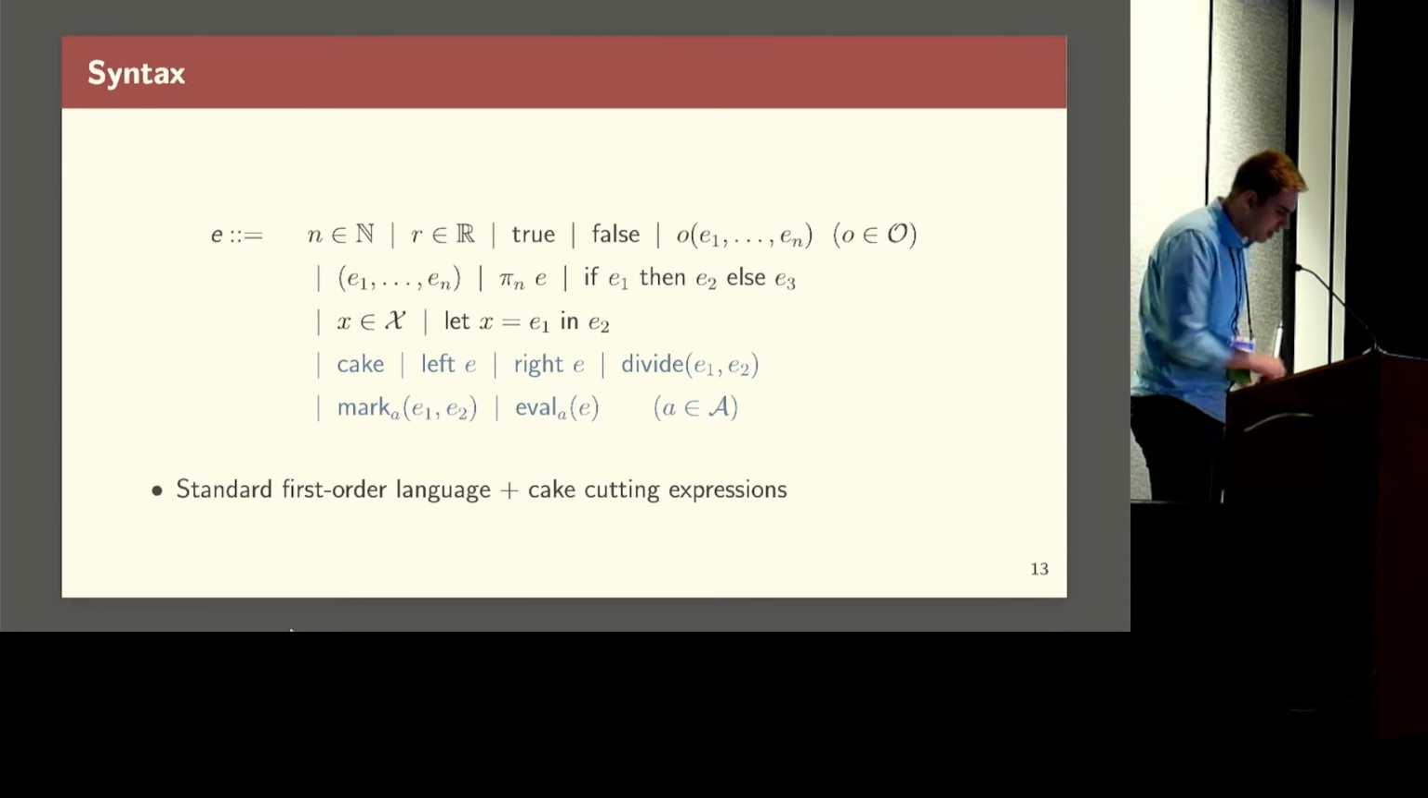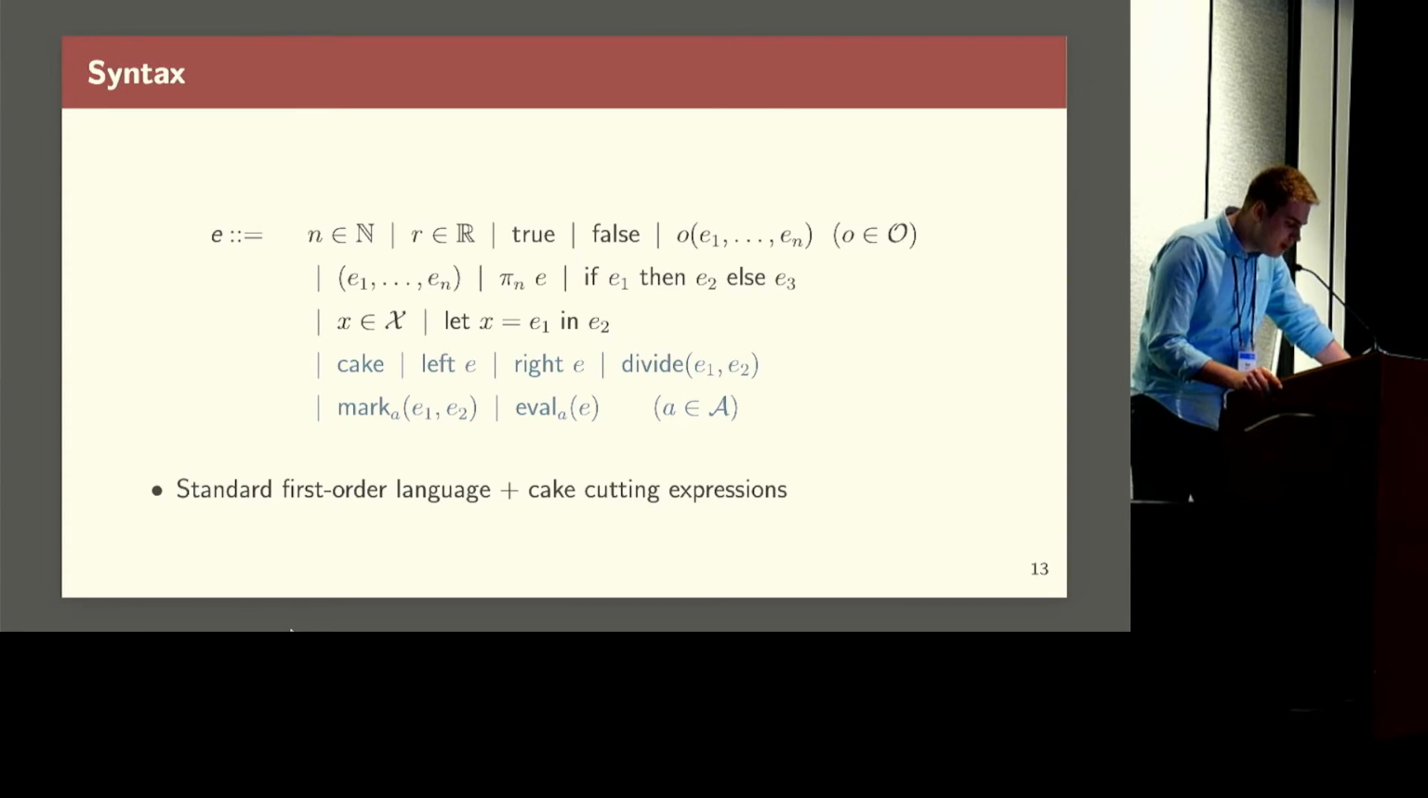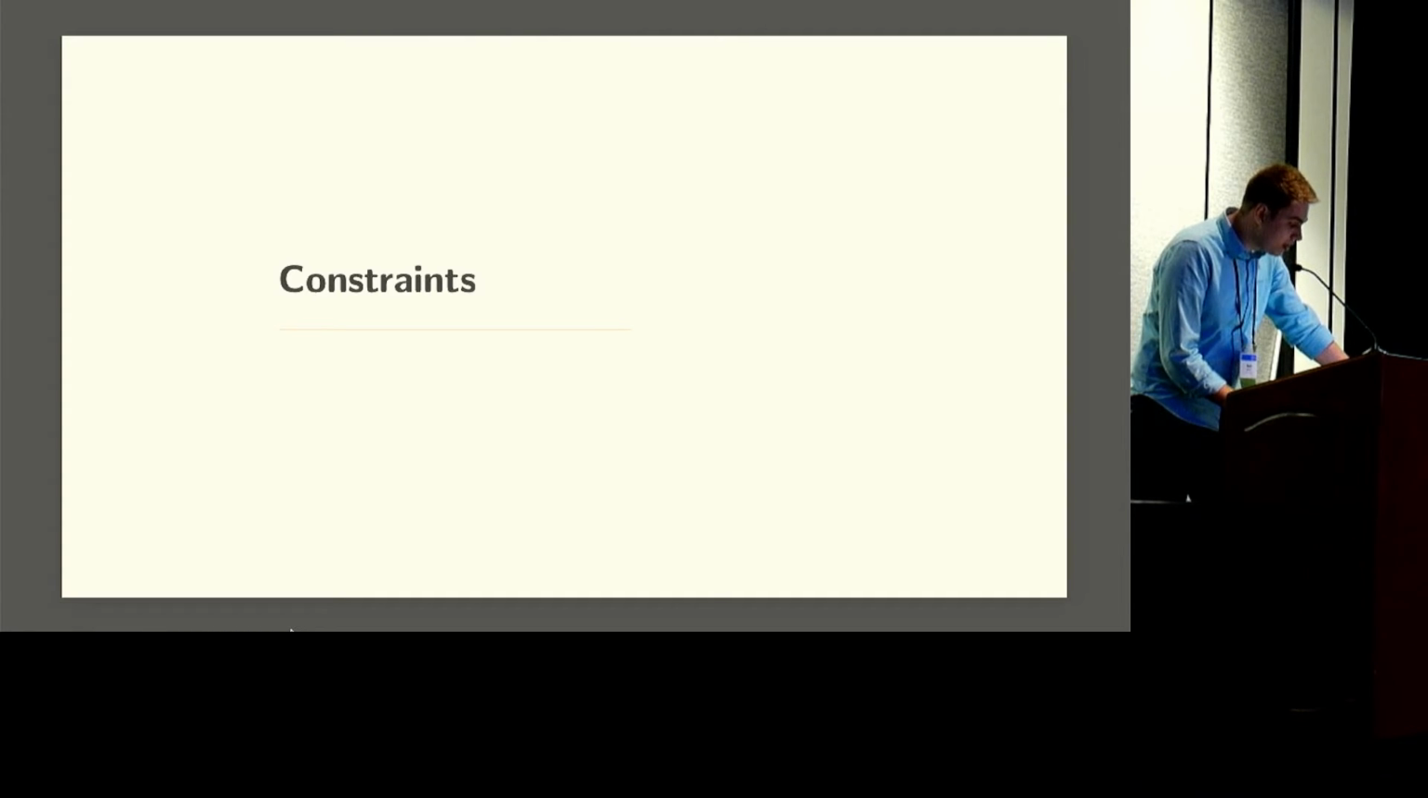So you've probably seen by now everything here. The only thing that you haven't seen is the left E and right E, which give the left and right endpoints of an interval respectively. Finally, we can actually talk about the constraints. Those are what we take the expressions and translate into, those are the formulas that we translate them into.